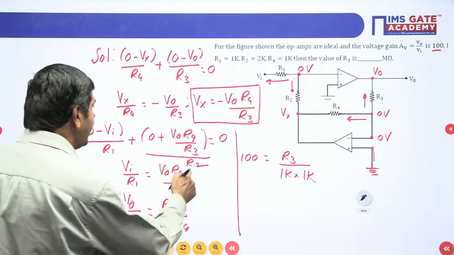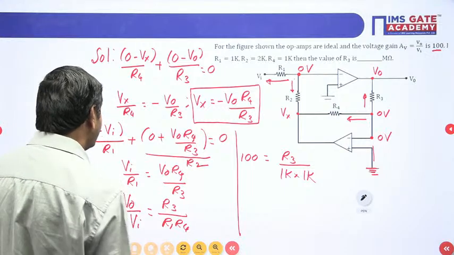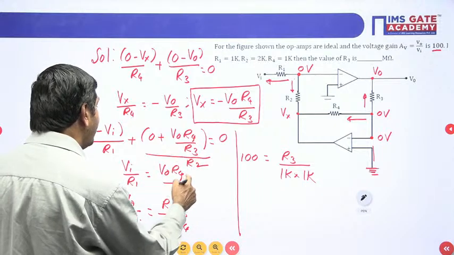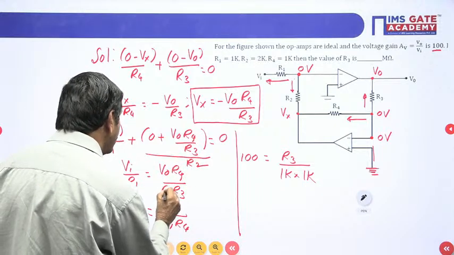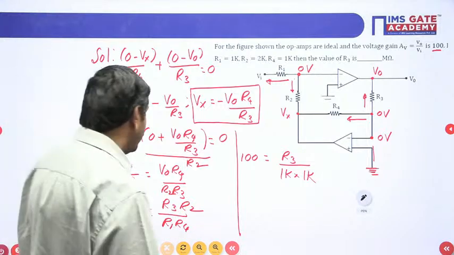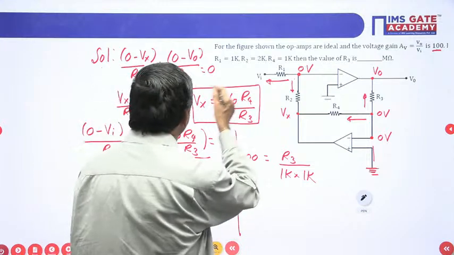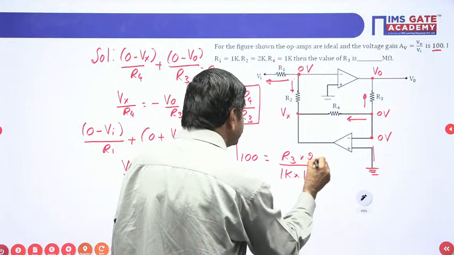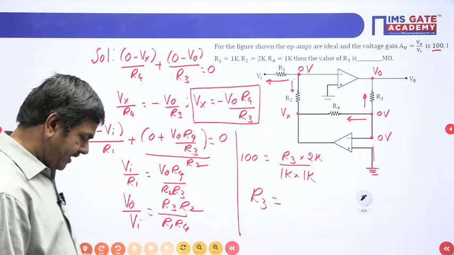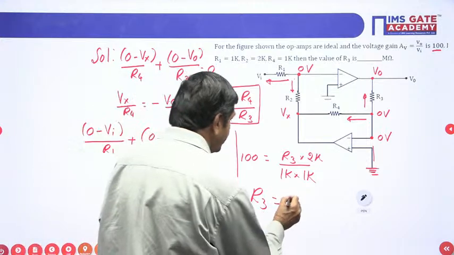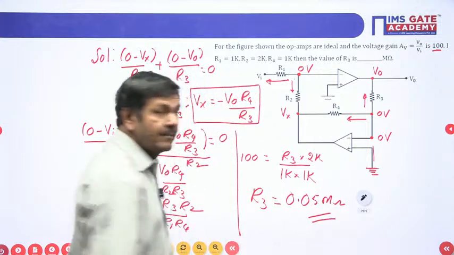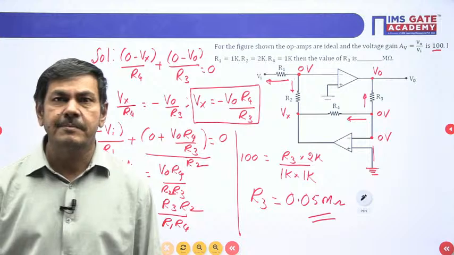Yes, here I am getting the R2 now. One more R2 is there that I had forgotten to take. V0, R4 by R3 is there here now, into R2 also is there, no doubt. And R3 into R2 by... But R2 into R2 is given in the problem. How much? 2k is given here. And finally, if you simplify, the R3 value will be 0.05 mega ohms. That much value is possible.